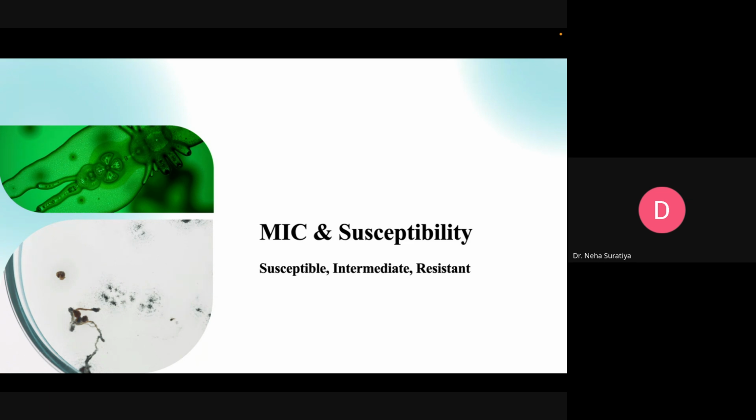So the same MIC value of a drug may be sensitive for one and resistant for another. Okay, so if the same MIC value is given, say paracetamol has a minimum inhibitory concentration of 500 mg required to kill a particular bacterial growth, this can be sensitive for one condition, and the same MIC can be resistant in some other condition, right? So this is very important. MIC must always be interpreted with the susceptibility break point.